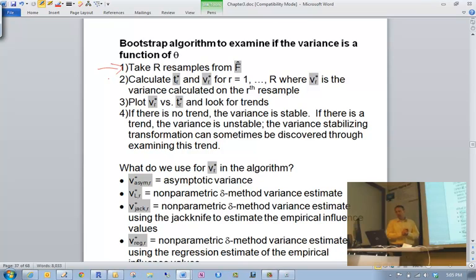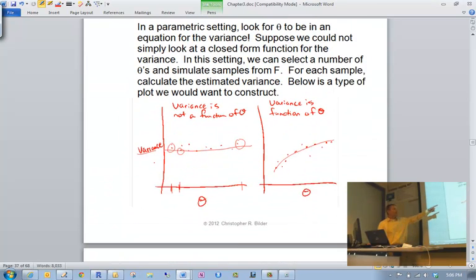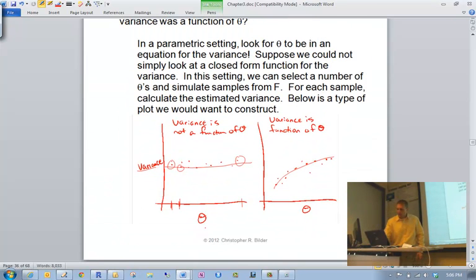So what we can do is this. This is the algorithm that's given in the book. Take our resamples from f hat. So f hat's our regular old EDF. Calculate T star and V star. Don't worry about exactly what V is, other than that's a variance. Calculate this V star. Variance is calculated based upon a resample. And then simply plot V star versus T star and look for trends. In other words, we're just kind of replicating what we see here. Except now we're going to have T star here, and we're going to have V star there. If we see trends, that says, okay, we have an unstable variance. If we don't see trends, great. We don't have anything to worry about.